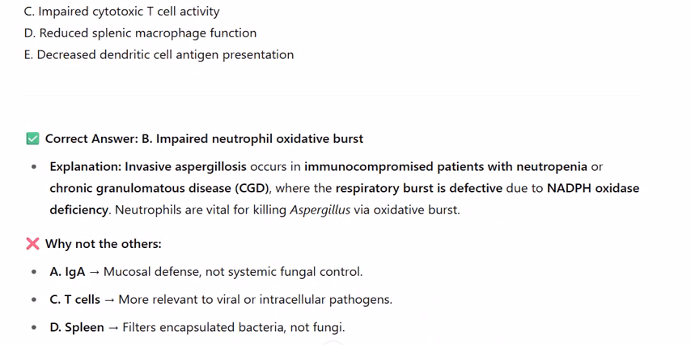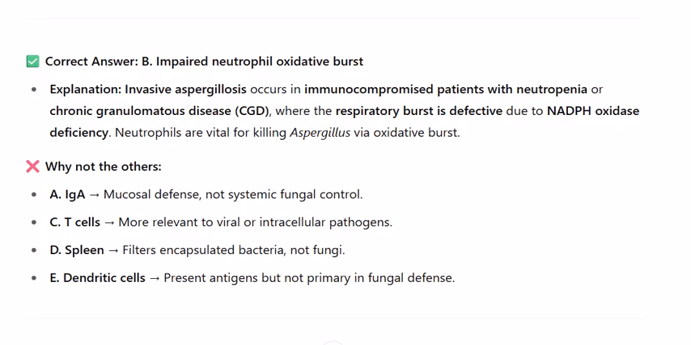Explanation: invasive aspergillosis occurs in immunocompromised patients with neutropenia or chronic granulomatous disease, CGD, where the respiratory burst is defective due to NADPH oxidase deficiency. Neutrophils are vital for killing Aspergillus via oxidative burst.